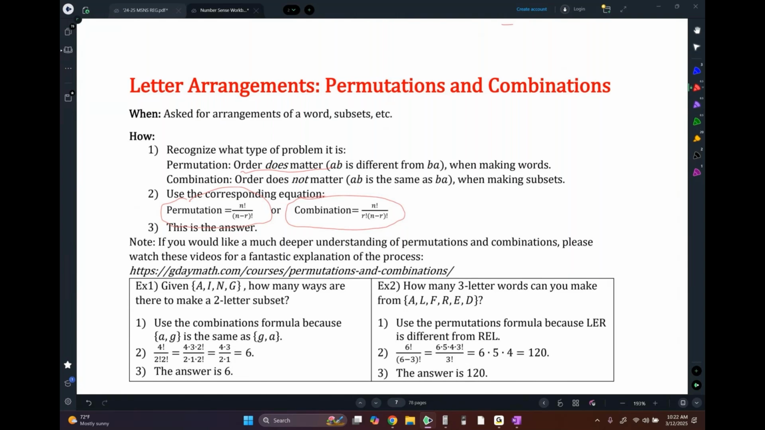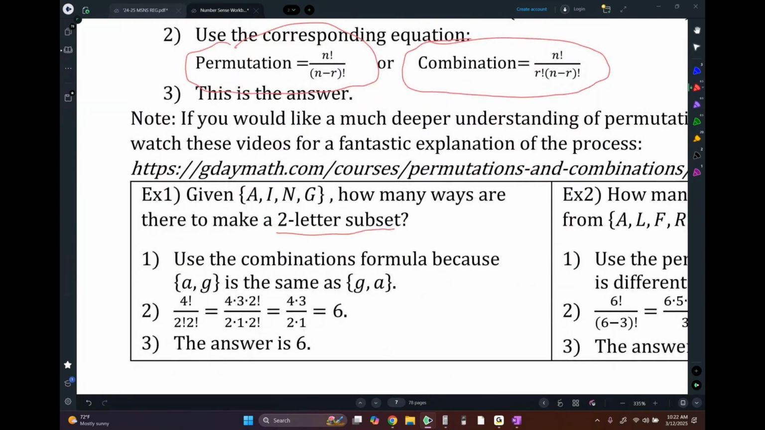How many ways are there to make 2-letter subsets, okay? So a number of n-letter subsets, like 2-letter subsets. Now, let me first explain what that means. So if I have the letters A, I, N, and G, how many ways can I make groups of 2? Well, I could make A with I, A with N, A with G, I with N, I with G, and N with G.